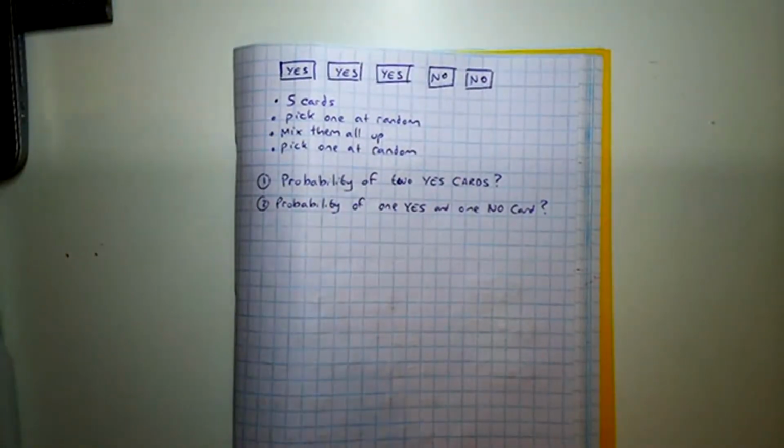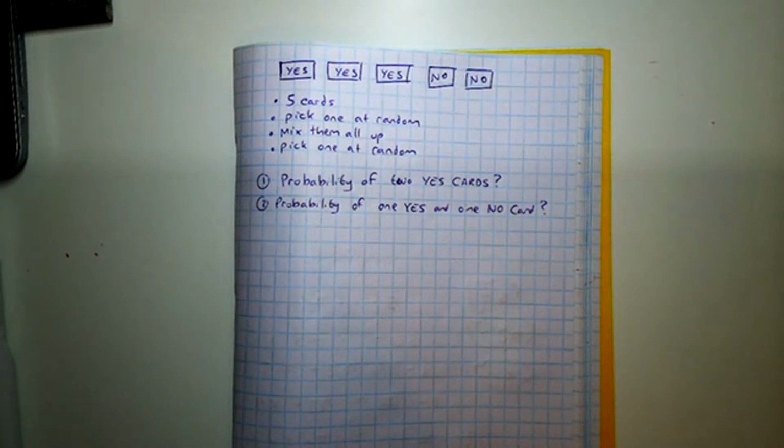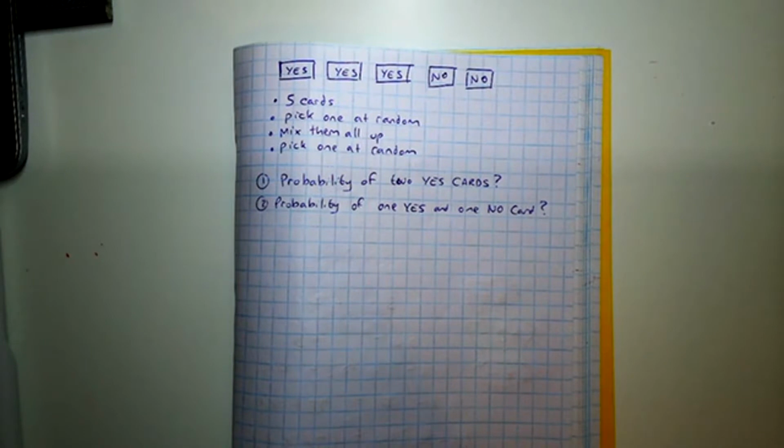So I've got an example question here. I've got 5 cards. 3 of them say yes, and 2 of them say no. And what I'm going to do is pick one of the cards at random. I'm going to have a look at it, and then I'm going to put it back. I'm going to mix all the cards up so they're all random again, and I'm going to pick another one at random. And what I want to know is what the probability is of getting 2 yes cards, and then what the probability is of getting 1 yes card and 1 no card.